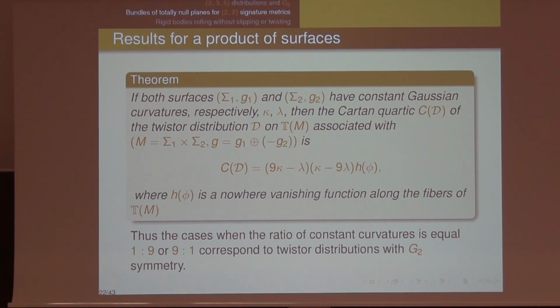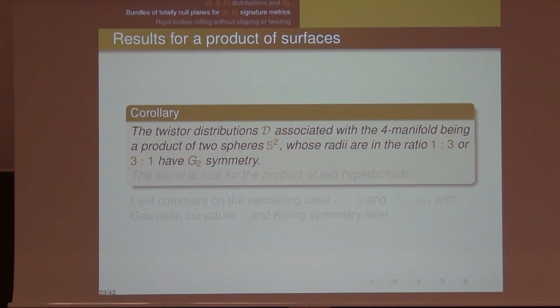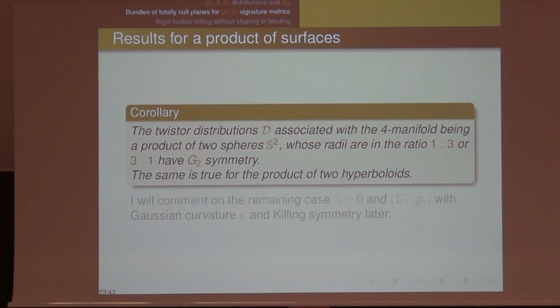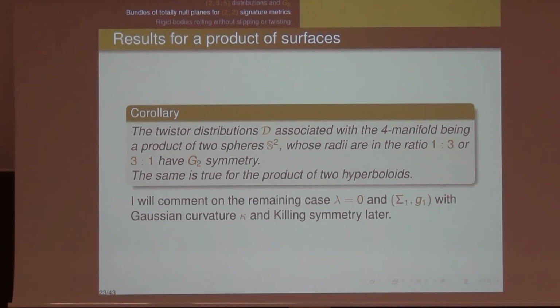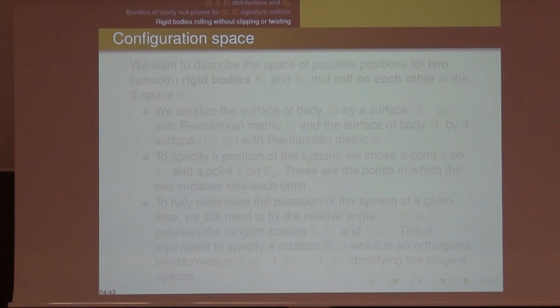Okay. I was not very satisfied with this, not happy. I remember when Daniel An came to me and gave me this result, I said, okay, so what? Nothing. So that's a corollary. I should now comment about the remaining case when lambda is equal to 0. But before this, I pass to the third part of my story, which is just rolling of two surfaces on each other.